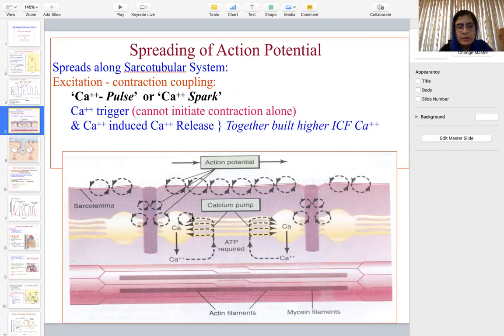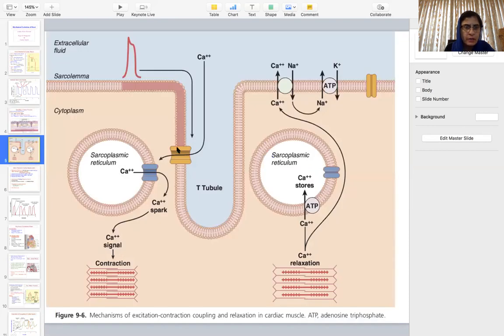Now, just like the skeletal muscles, once the action potential is traveling along the surface of the cardiac muscle, it has to go deep down into the cardiac muscle. So just like the skeletal muscle, the heart muscles also have the T tubules, through which the action potential penetrates deep into the muscles.